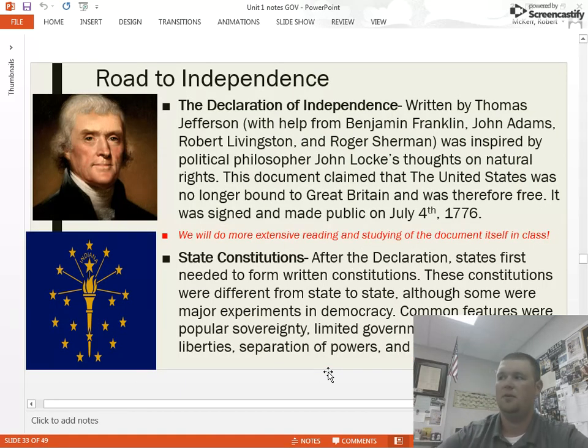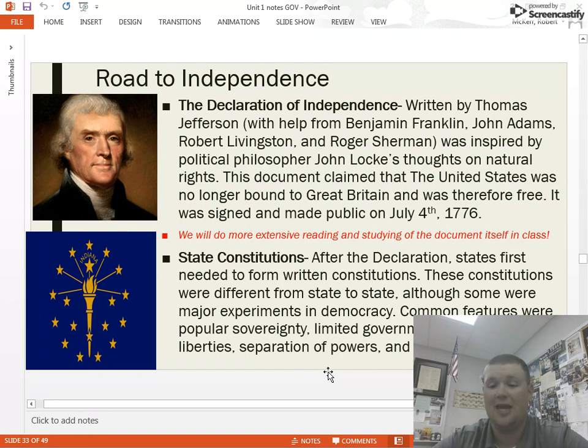What is the Declaration of Independence? It's this document that lists all the grievances we have with the king. It lists 27 problems we have with the king. It outlines what the purpose of the government should be. It outlines what natural rights we have as citizens in the United States.